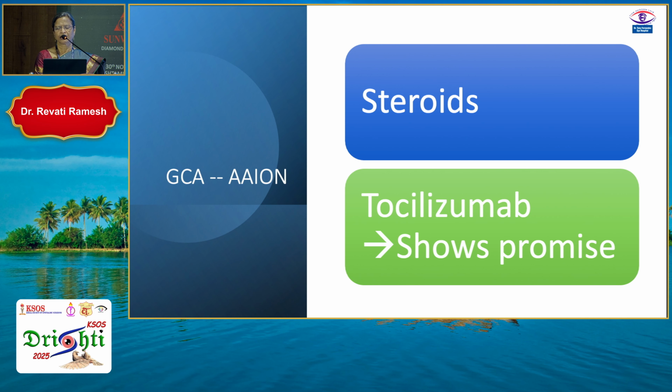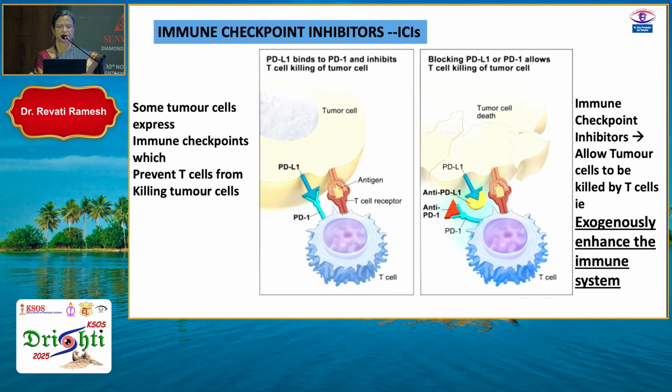Coming to ischemic optic neuropathy, the GCA-associated arteritic ischemic optic neuropathy, all of us know steroids form the mainstay of treatment here. Tocilizumab is showing promise in the treatment of this condition.